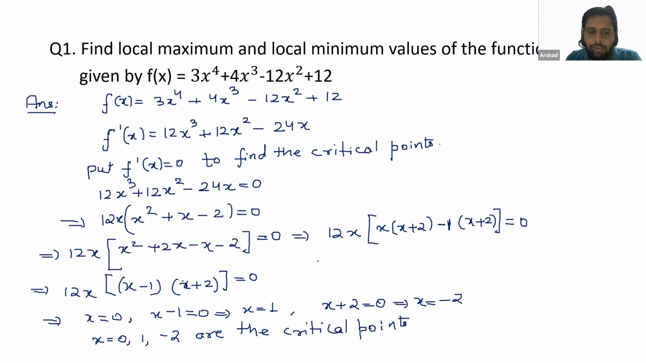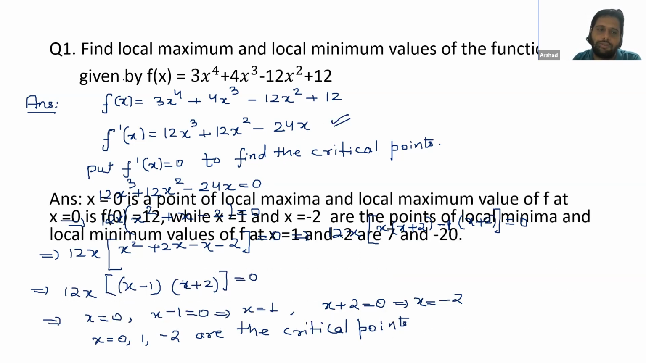Okay. Now, these are the critical points. Now we need to check whether these points are local maxima or local minima. So how do we check this? If you turn your page, you can see we have differentiated the function 2 times. So we have this function, again differentiate this.